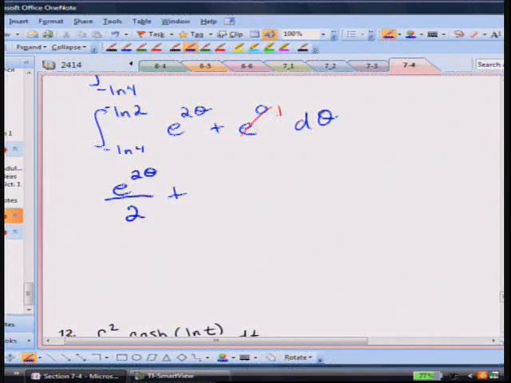Plus, all right, Brandon, what's the derivative of 1? Theta. What did you say? Theta. It's just theta, yeah. All right. And then this is from negative ln 4 to negative ln 2.